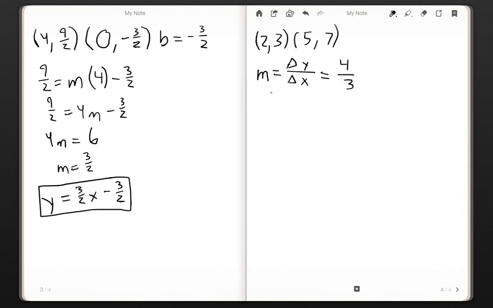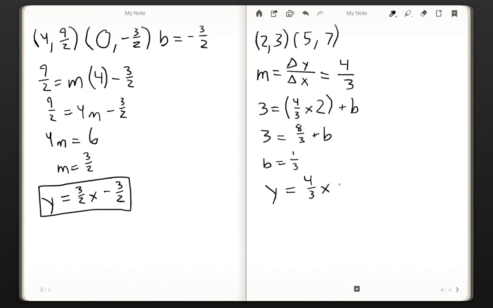Now, just put that back into the equation, and we can use either of these 2 points. Or actually, we could use any point on the line, but these are just the 2 that we already know. So let's just use this point here. The y coordinate is 3 equals m, 4 over 3, times x of 2, plus b. So this will be 3 equals 8 over 3 plus b. And b will equal 3 minus 8 over 3. That's 9 over 3 minus 8 over 3, which is 1 over 3. So the equation is y equals 4/3 x plus 1/3. Okay.